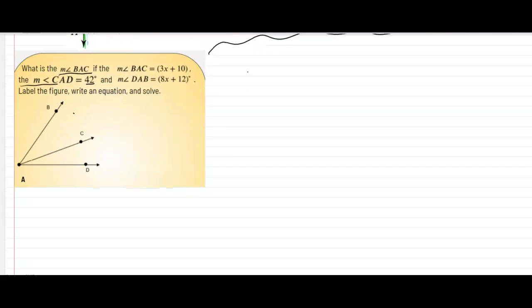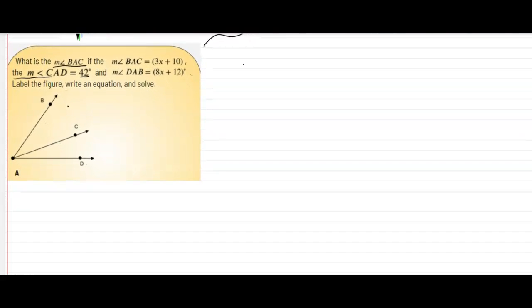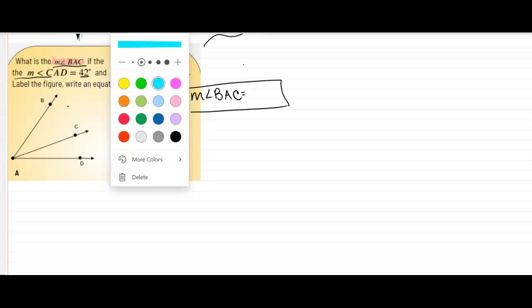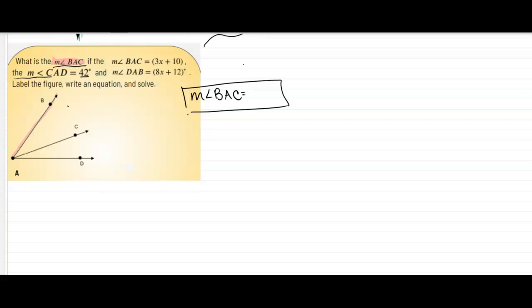Okay, now let's put some algebra into the angle addition postulate. We're looking for the measure of angle BAC. So you always want to put it aside so you know at the end that you did answer the question that it was asking for. In this case, we're looking for BAC, this angle here. They give it to us as an expression. So this is 3x plus 10.